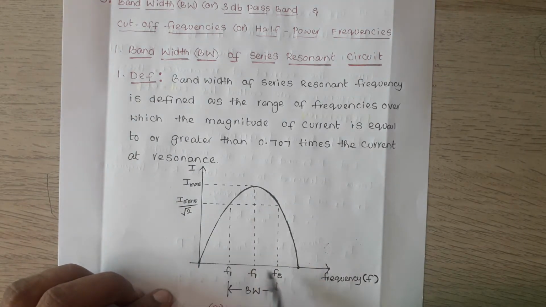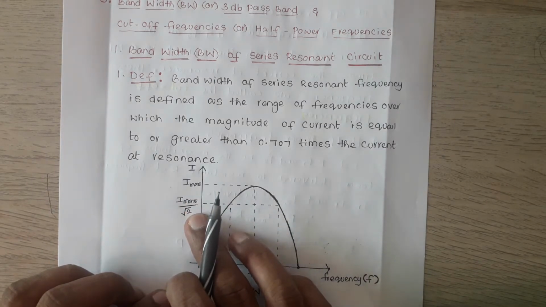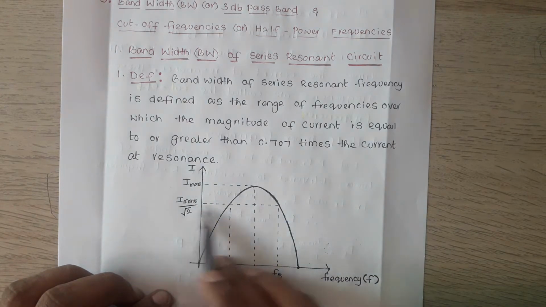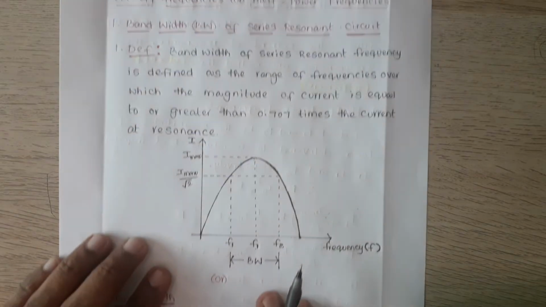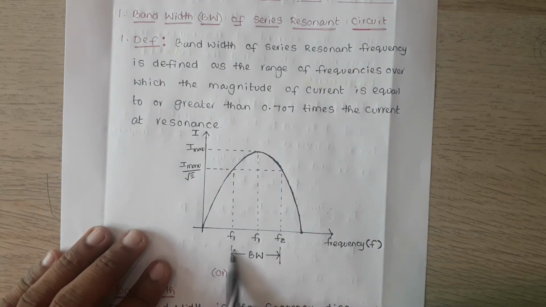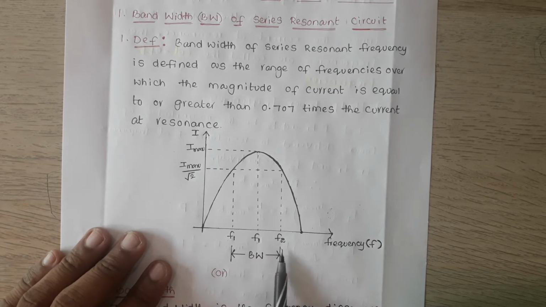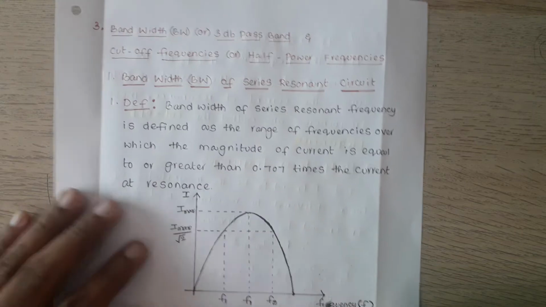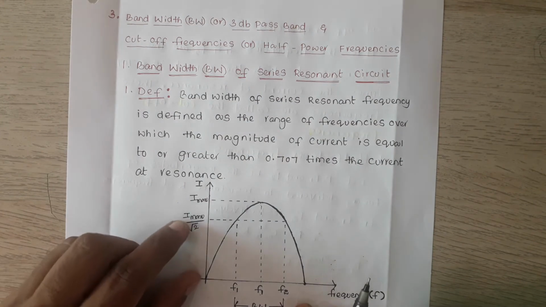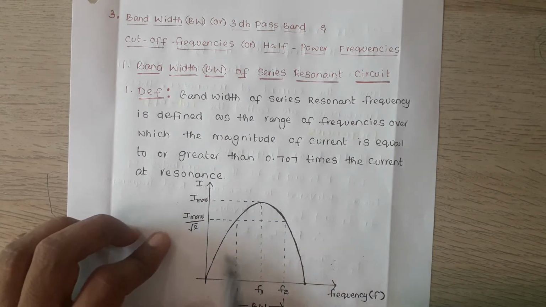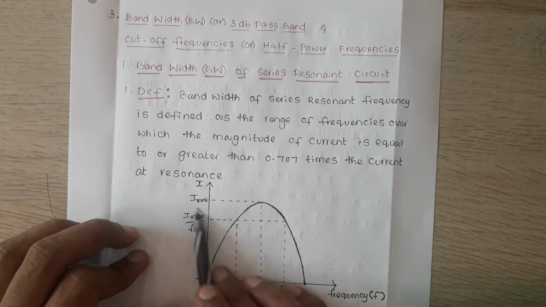The frequencies F1 and F2 are the frequencies corresponding to I max by root 2. Take I max by root 2 and draw a dotted line. The corresponding frequencies are called the cutoff frequencies: the lower cutoff frequency and the upper cutoff frequency. FR is the resonance frequency. The band of frequencies in between F1 and F2 is said to be the bandwidth. In between F1 and F2, I max by root 2, that is 1 by root 2, is 0.707 times the I max.